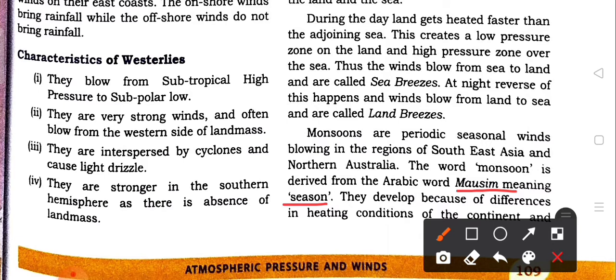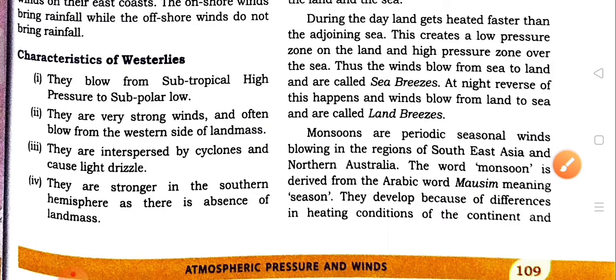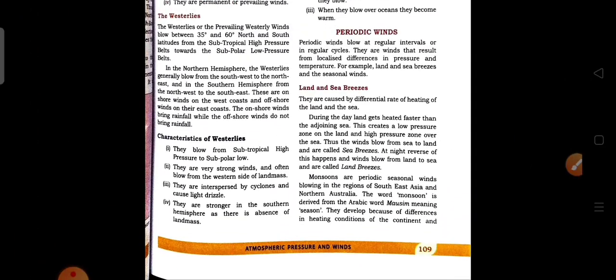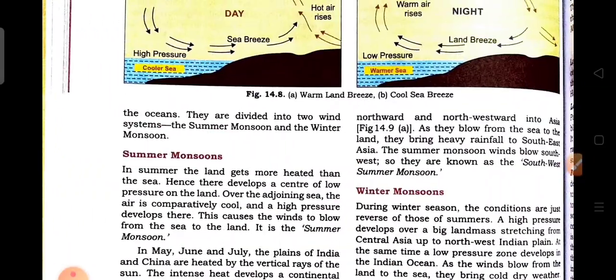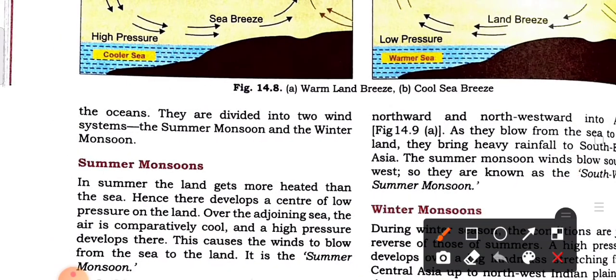They develop because of the difference in heating condition of the continents, because the Southeast Asia and North Australia continents are heated at different times with different conditions. So for that region, the periodic seasonal wind blows in these continents. The monsoonal periodic wind is divided into two types, that is summer monsoon and winter monsoon.